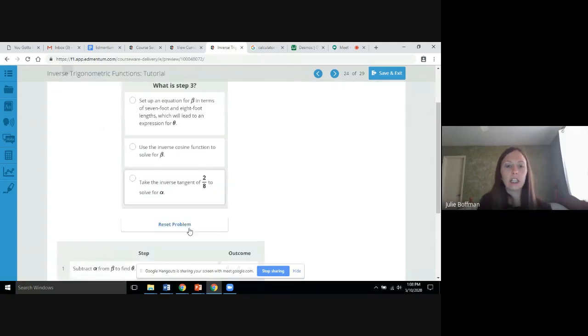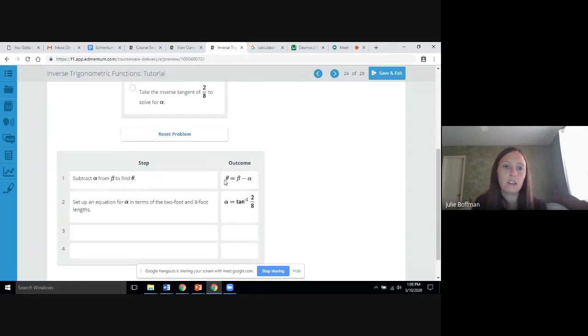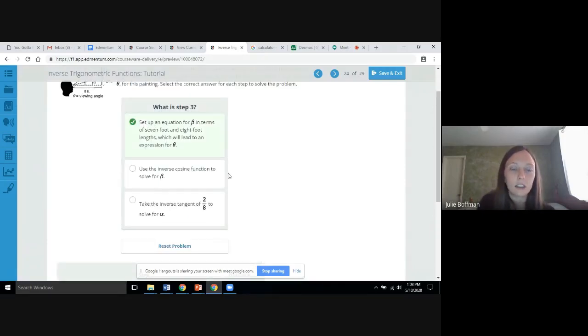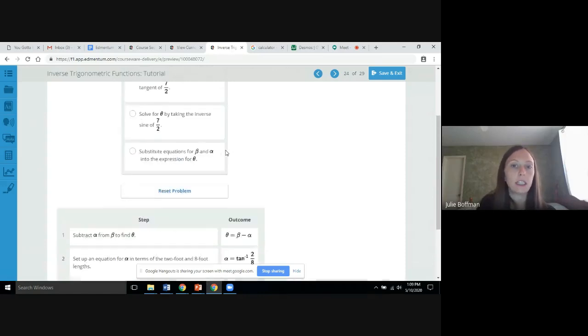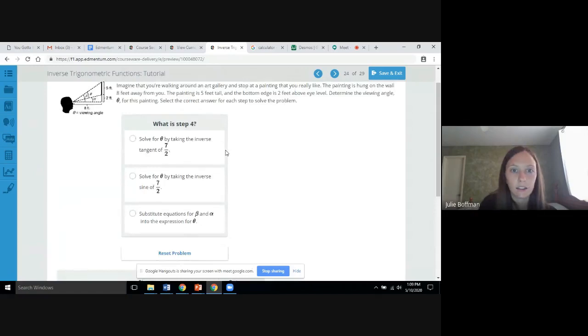This says take the inverse tangent of 2 over 8. You actually could do that. They just want you to do this one, I think. Because now look, so we know A in terms of inverse tangent. We know B in terms of inverse tangent. So we're just going to plug those in for B and A to this original setup to get theta.